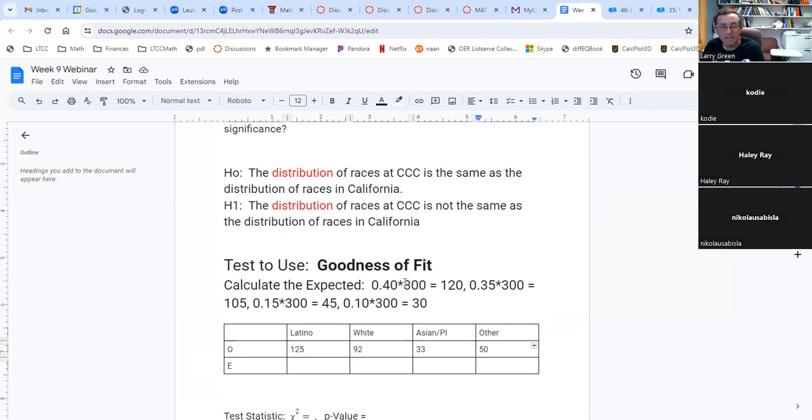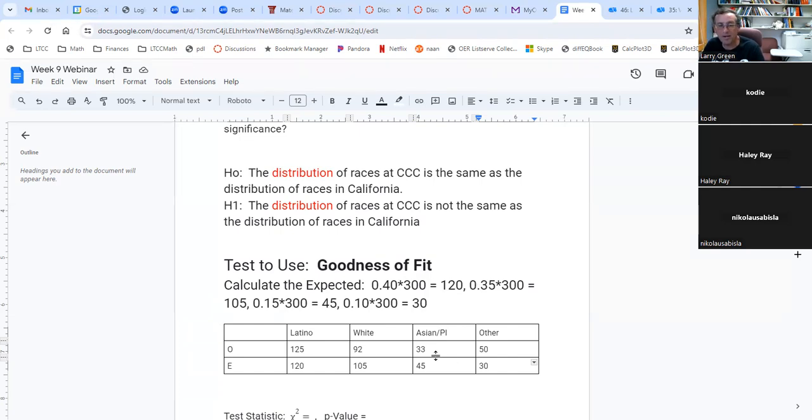Okay, the expected, we just calculated all that. So we've got the numbers. The expected for Latino was 120. The expected for the white was 105. The expected for Asian Pacific Islanders, 45. The expected for the other was 30. Any questions on that?